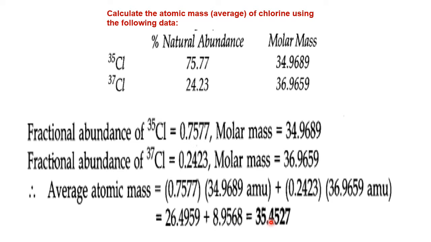This is the average atomic mass of chlorine because chlorine occurs in isotopic forms. If any element is not occurring in isotopic form, then only we will have its atomic mass as a whole number, not in fraction or decimal.